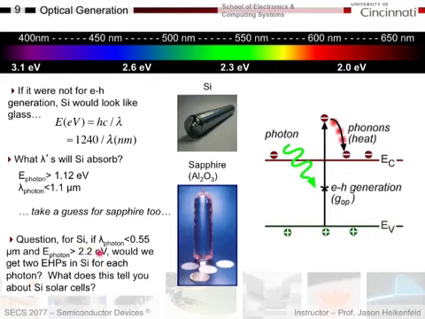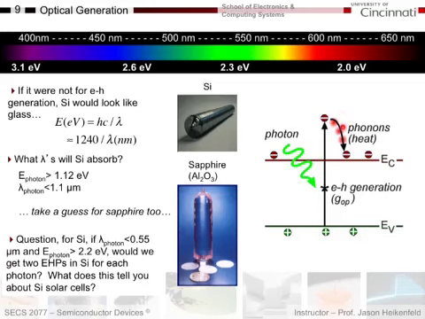Because this energy of the photon, for silicon, it would go way up here. The electron would go way up here, twice the band gap energy. So if I have twice the energy needed to generate an electron hole pair, could I get 2 electron hole pairs instead of 1? Well, the answer is no.